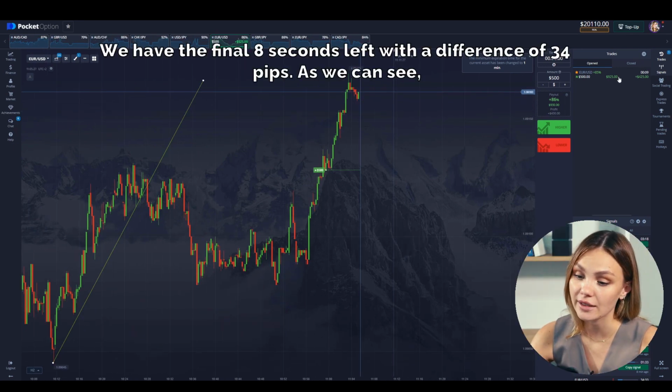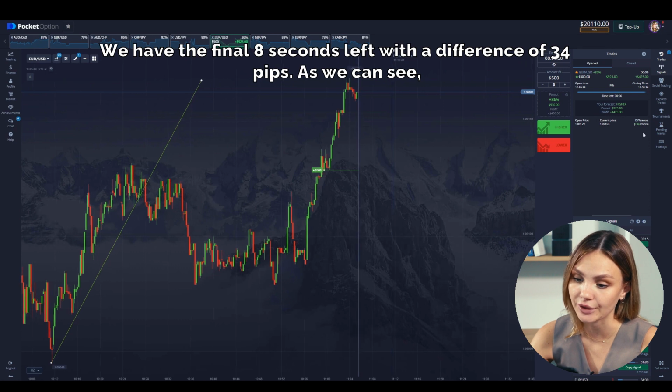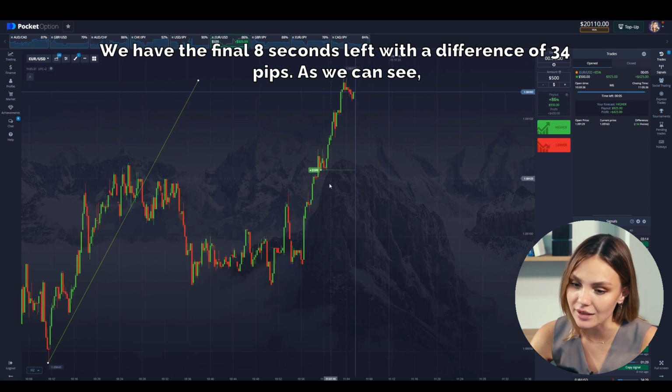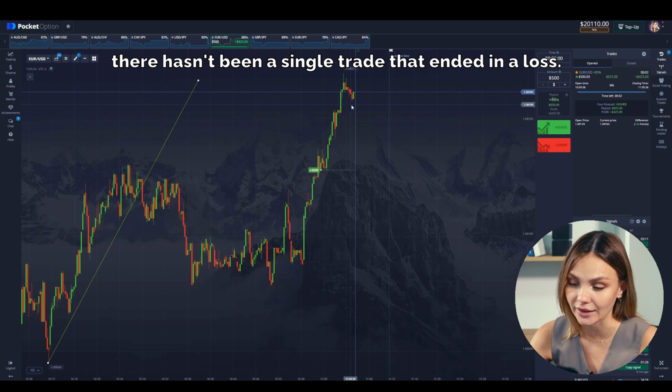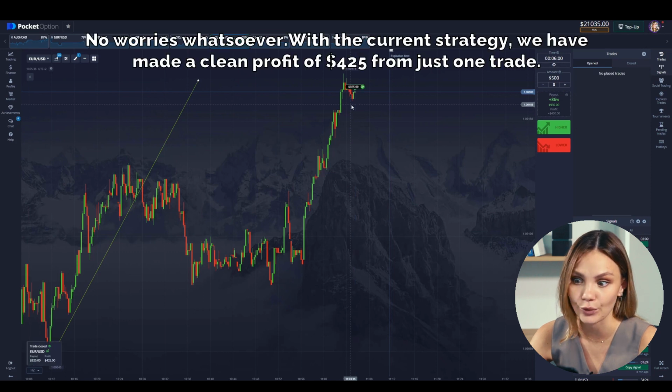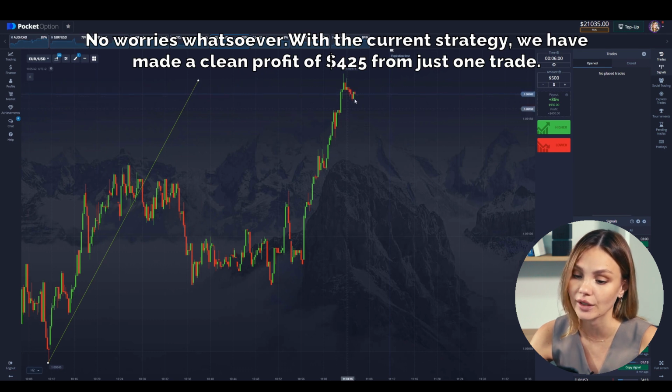We have the final 8 seconds left with a difference of 34 pips. As we can see, there hasn't been a single trade that ended in a loss. No worries whatsoever. With the current strategy, we have made a clean profit of $425 from just one trade.